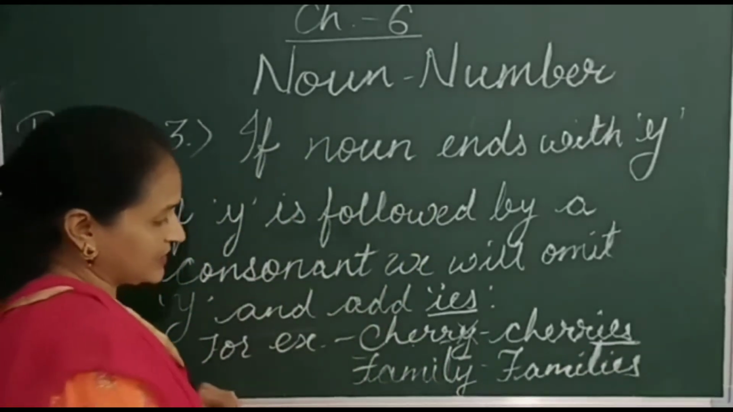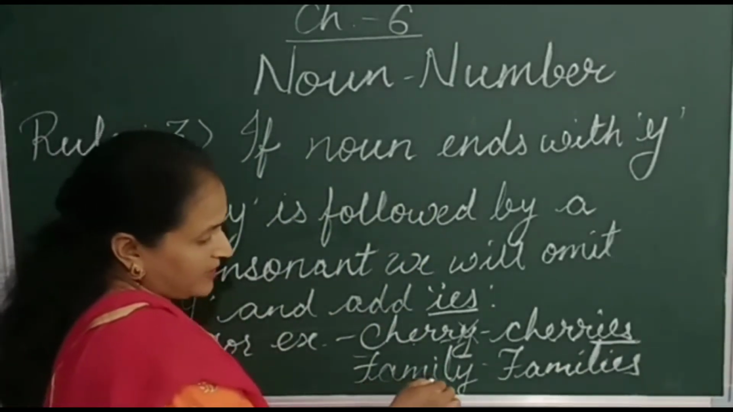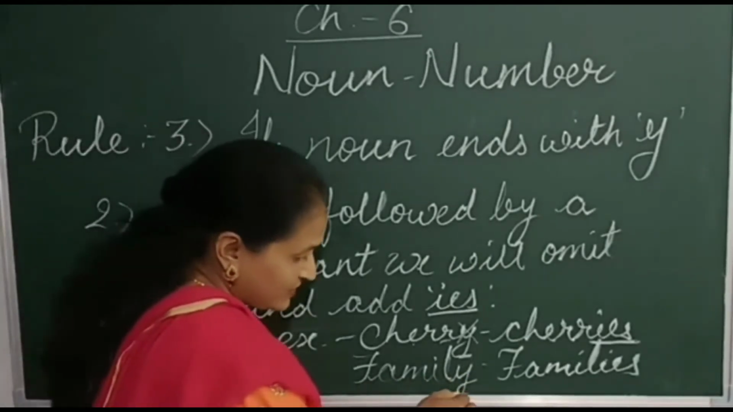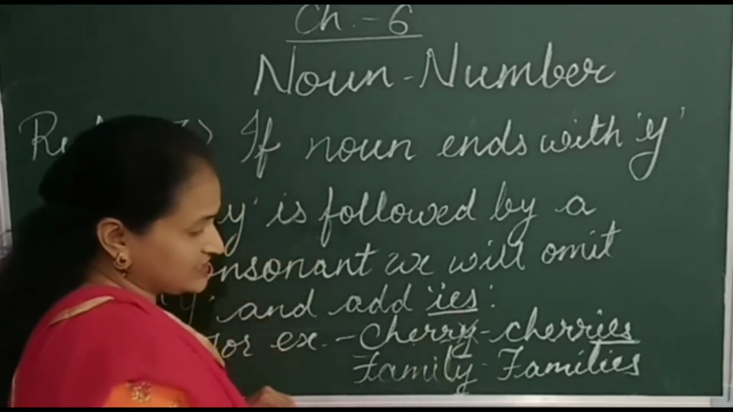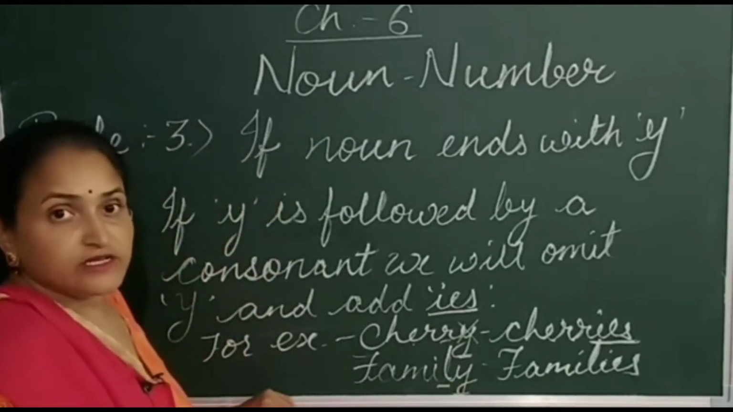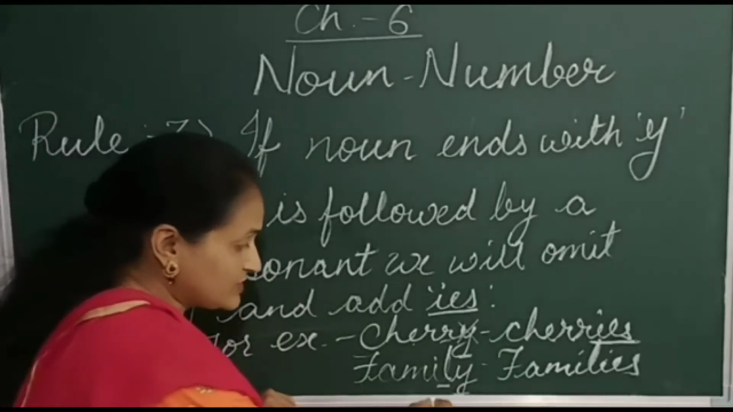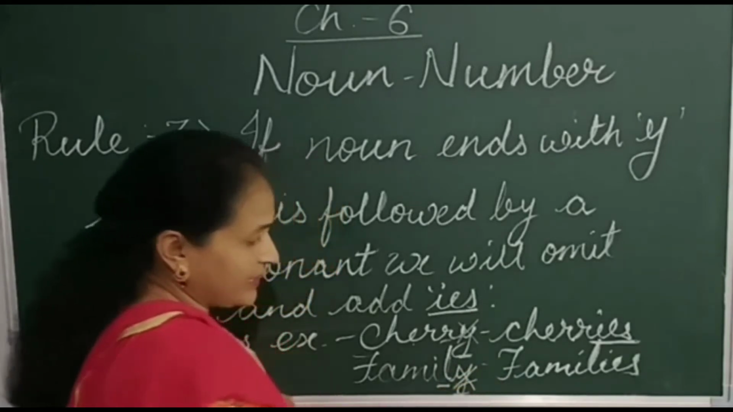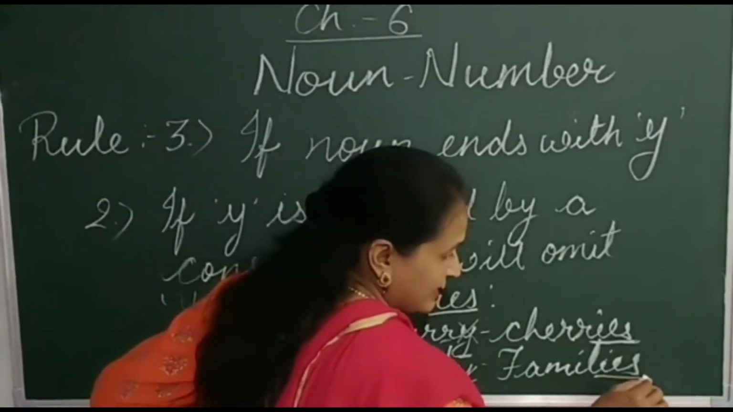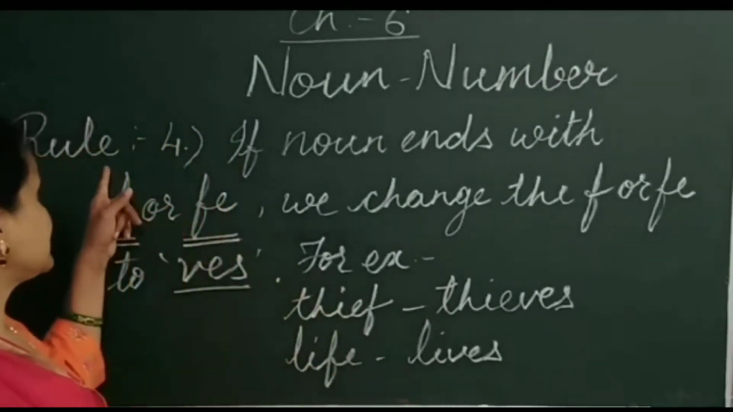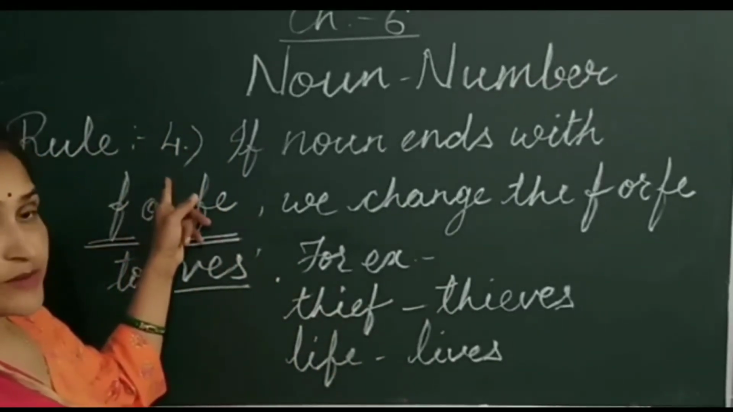Next example, that is family. With this word, see the last letter, it is y, but before this here is a consonant, that is l. So to get the plural of this word family, we again have to omit this y and add ies, and it will become families. Now the next rule, that is rule number 4.